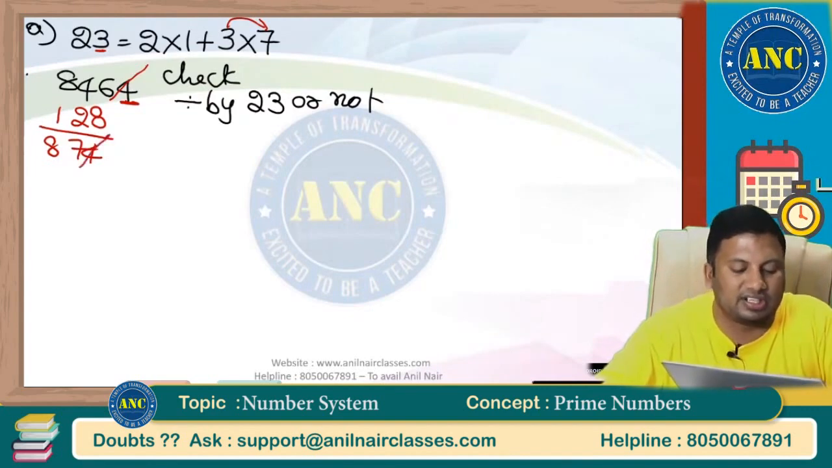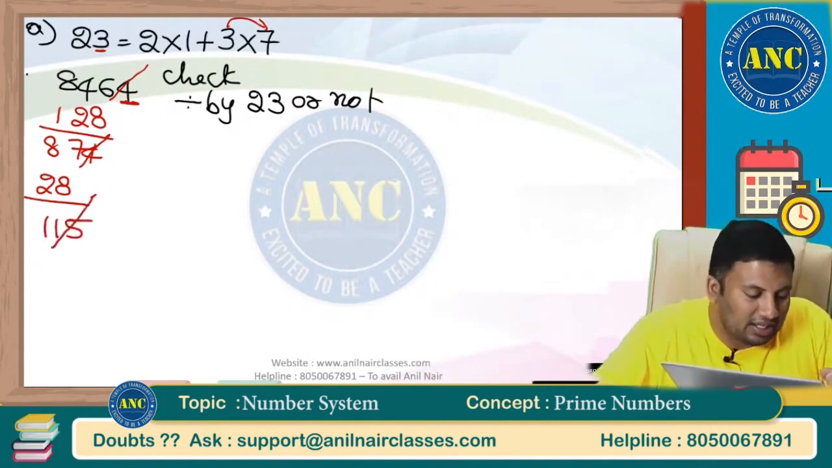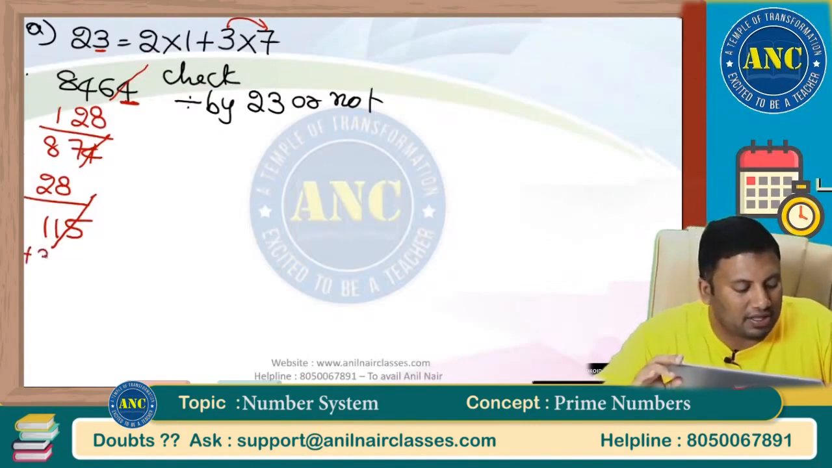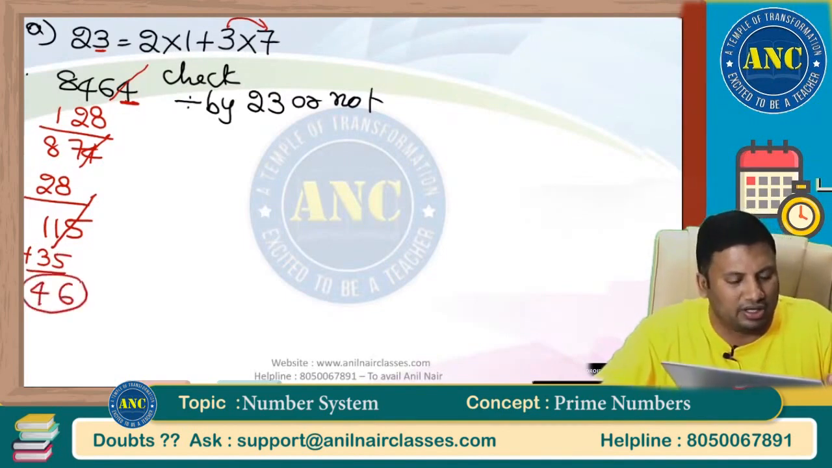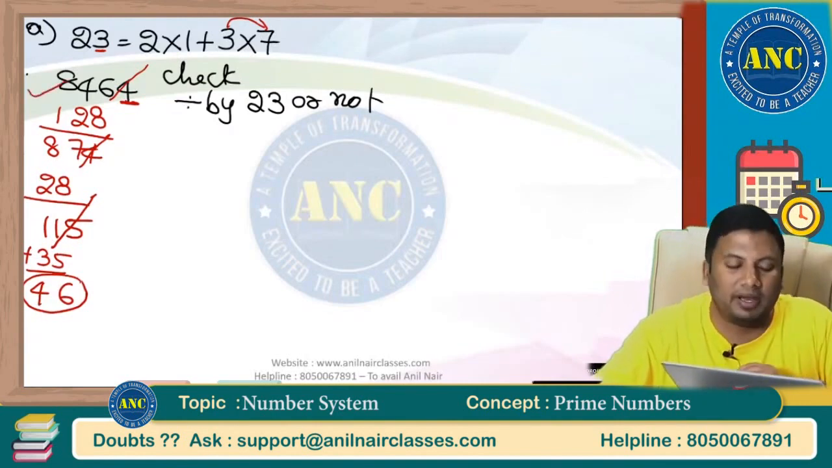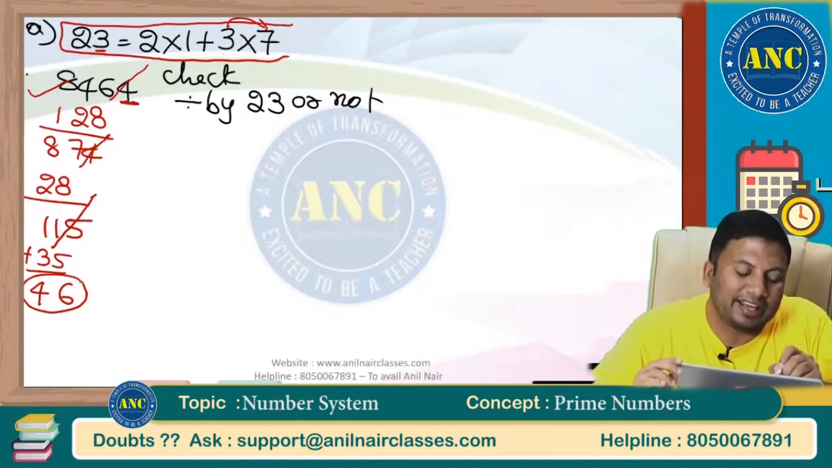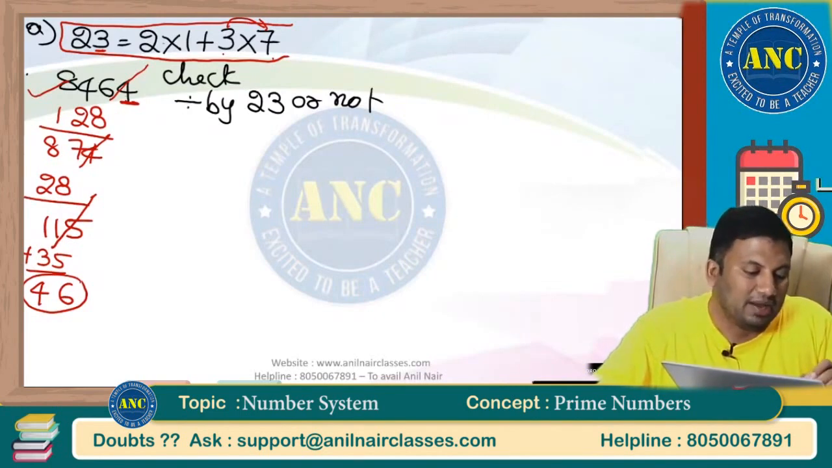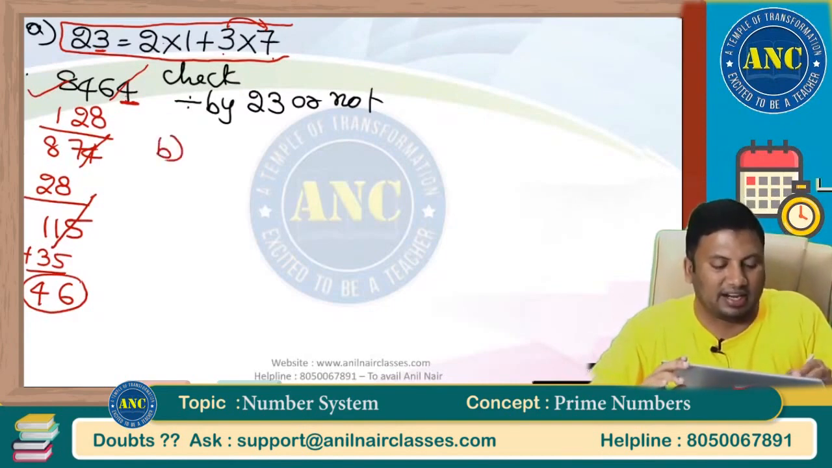Again take the unit digit, multiply by 7. 4 7s are 28. 87 plus 28 is 115. Take the unit digit, multiply it by 7. 5 7s are 35. 35 plus 11 is 46. Anyway, 46 is 2 into 23. So the number is divisible by 23. Only based upon this concept, I am taking the unit digit, multiplying by 7 and adding it to the remaining part. I hope the idea is clear.